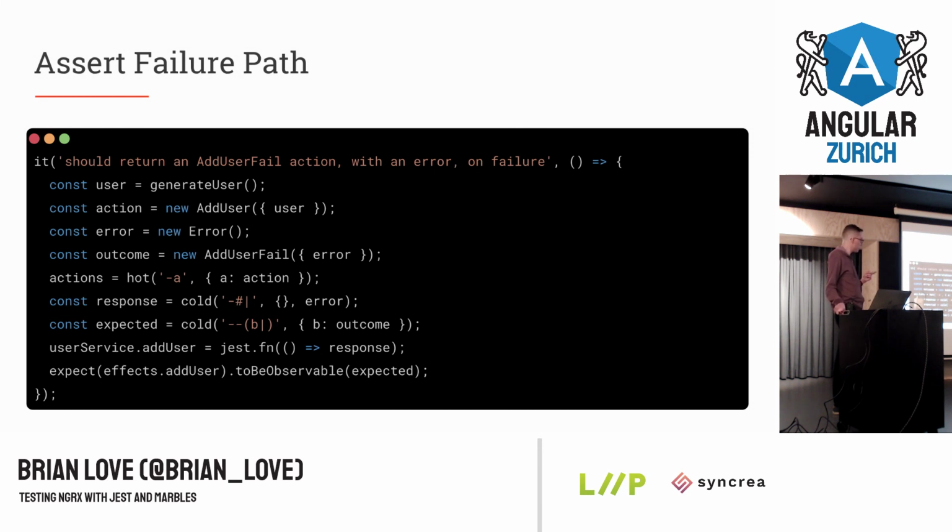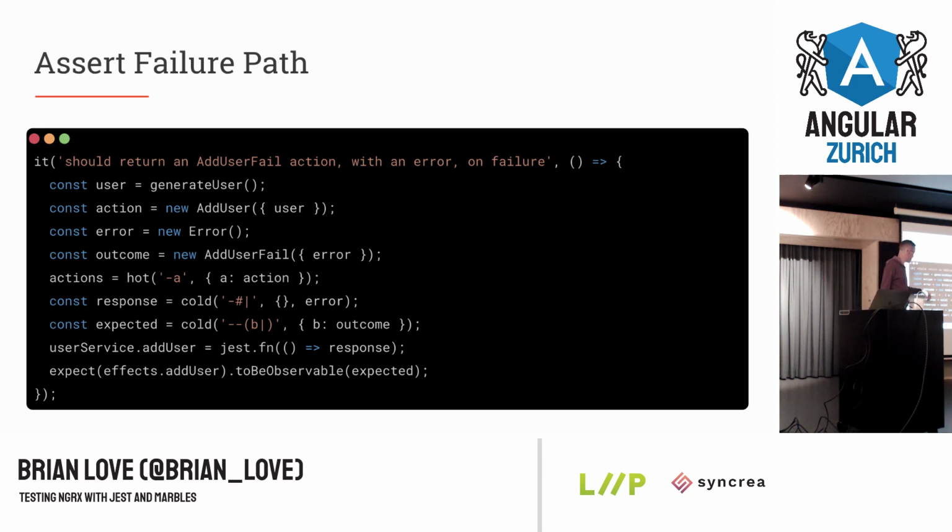And now in this case, our actions observable stream that we're mocking in NgRx is hot, just like it was before. And after 10 frames, it's going to emit this action, which is the add user action, just like we had before. But now the response is a cold observable that after 10 frames emits an error notification rather than a value, followed by a completion notification. So it's going to go 10 frames, error, and then complete.